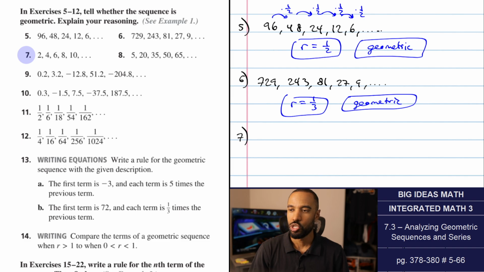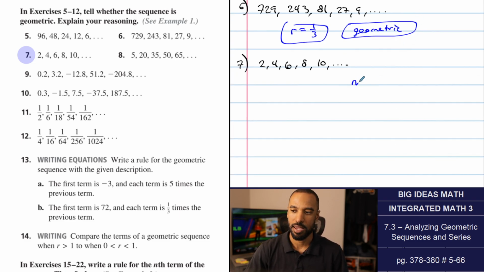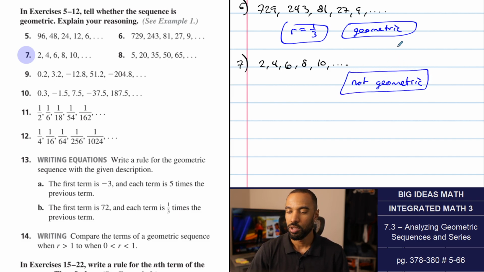Number 7. 2, 4, 6, 8, 10. If it's arithmetic, it's not geometric. And that's exactly what this thing is here. This is arithmetic. It has a common ratio. What did I just write? It is arithmetic because it has a common difference, not a common ratio. So, not geometric. The reason could just be no common ratio. I can confirm that just by saying because there's a common difference. You're adding 2 each time. That's great for arithmetic sequences. That was not the question at hand.